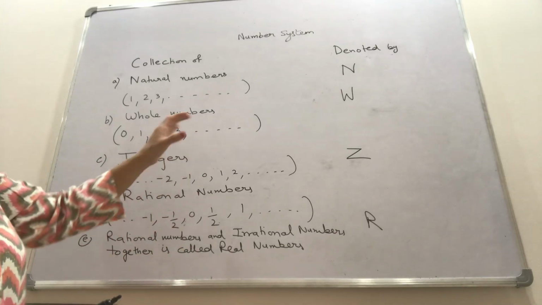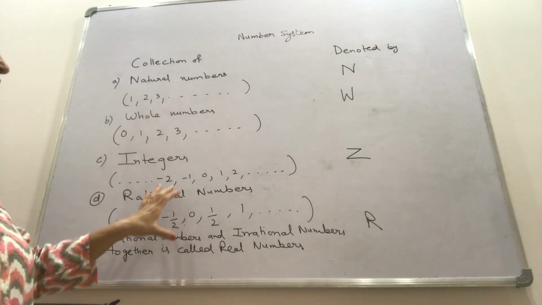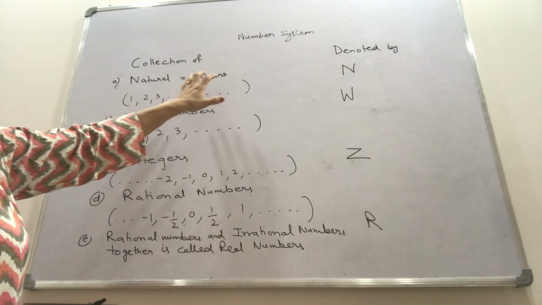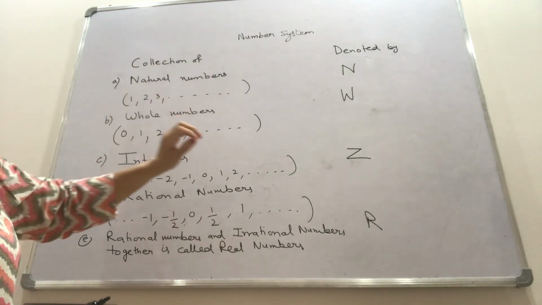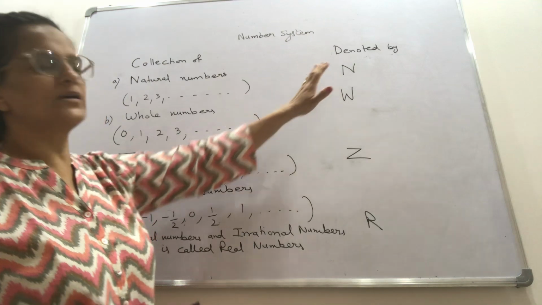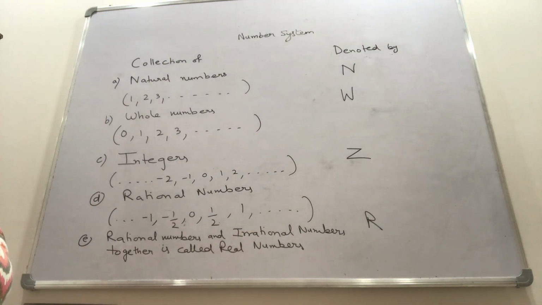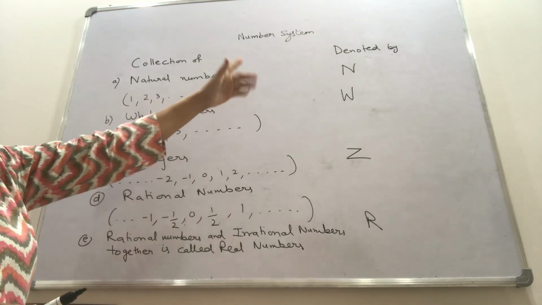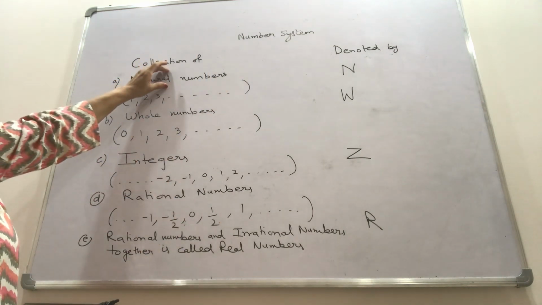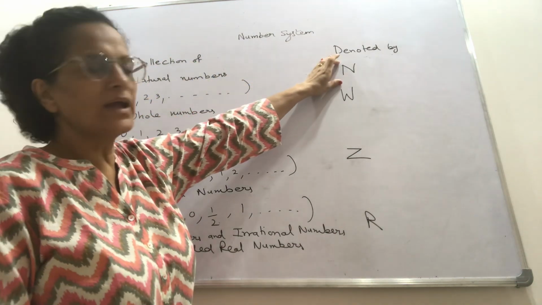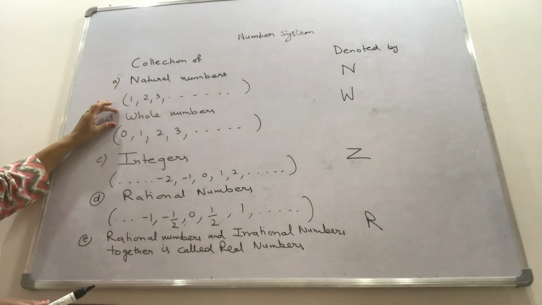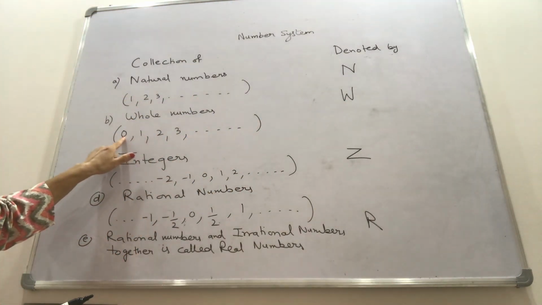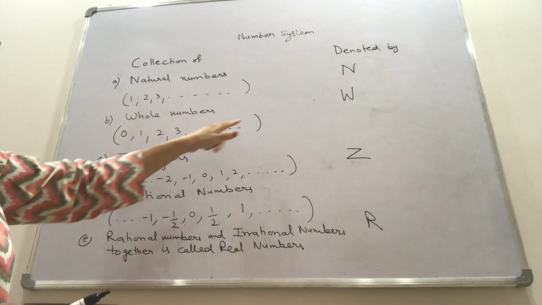Let's talk about rational numbers. And before we talk about rational numbers in detail, let's see the collection of natural numbers. This is represented by the capital letter N, and you know your natural numbers are 1, 2, 3 and so on. So natural numbers will be denoted by N, and whole numbers will be denoted by W. Your whole numbers start from 0 and then 1, 2, 3 and so on.